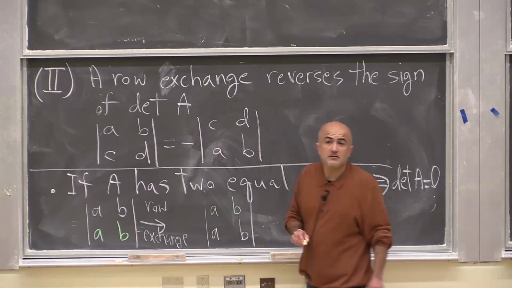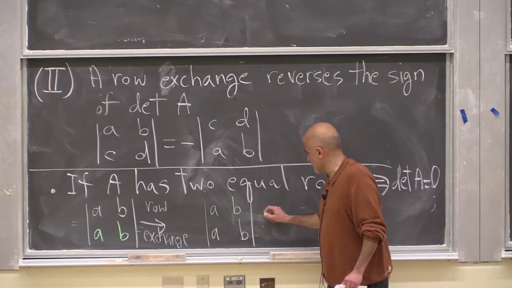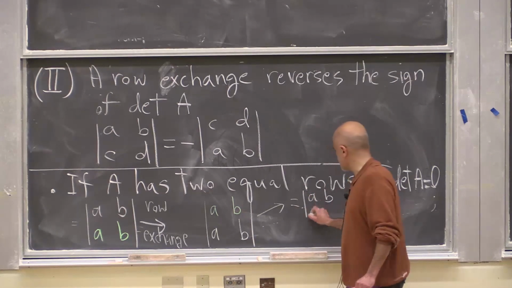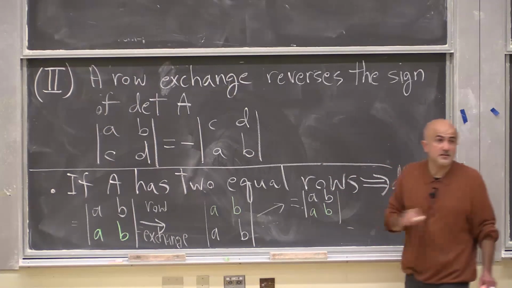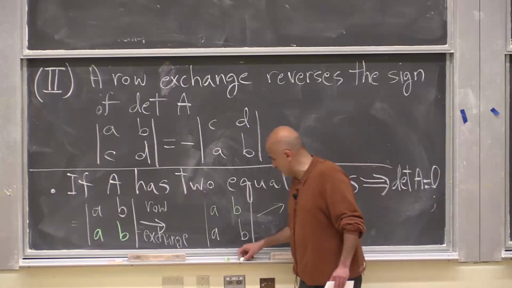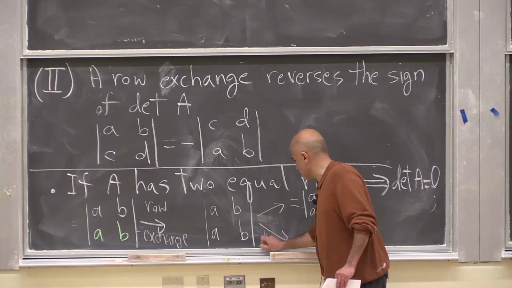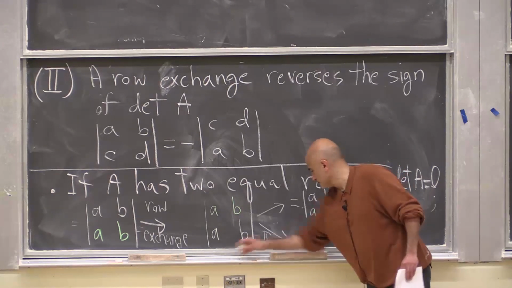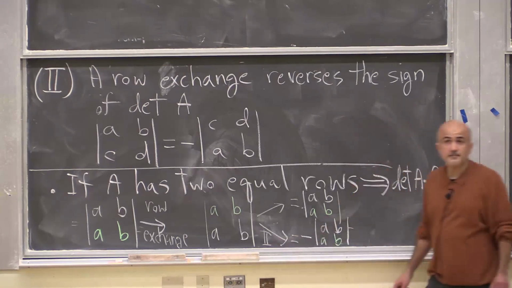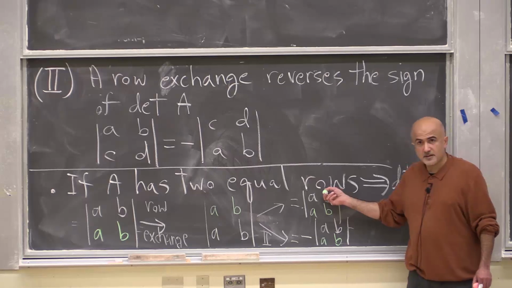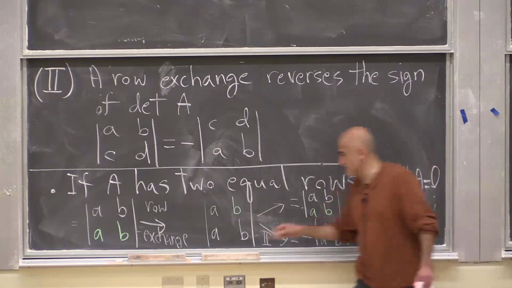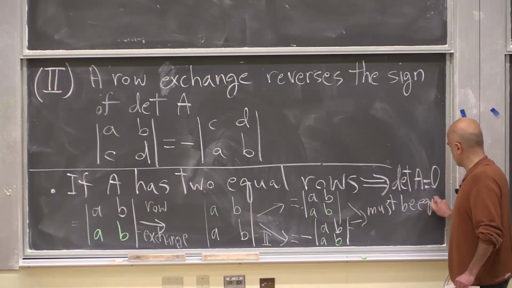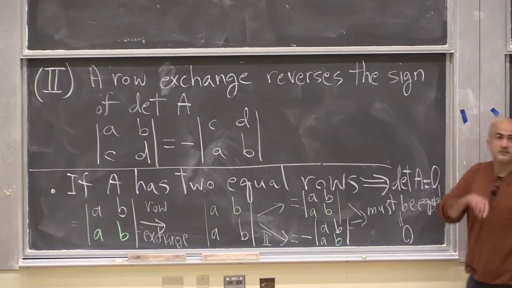Are these two matrices different? No, they're the same. So on the one hand, this determinant must equal the determinant of the original matrix because I haven't changed anything. On the other hand, property 2 says that this should be equal to minus the determinant of the original matrix. Okay? The only way a scalar can be equal to its negative is if the scalar is 0. So these two must be equal, and must equal 0.